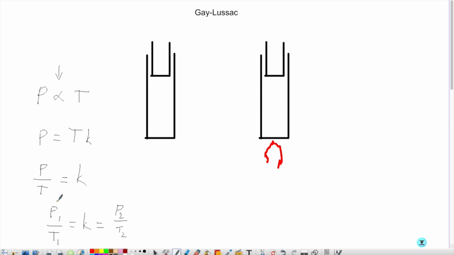And, you know, if A equals B equals C, I can say that A equals C. So P1 divided by T1 equals P2 divided by T2. All right? This is called Gay-Lussac's law. And it's one of the gas laws that we're going to use.